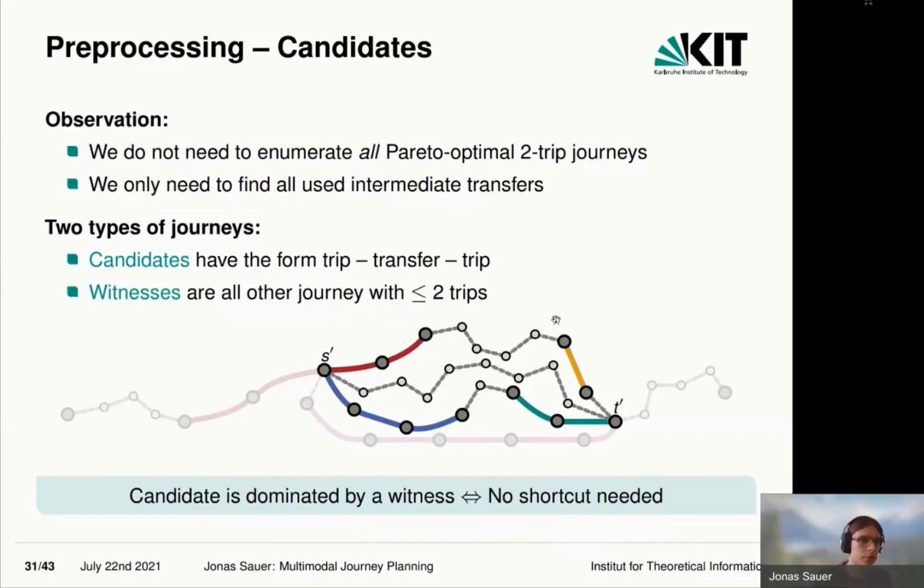And just to quickly explain why that solves the R-Raptor problem, candidates don't have an initial transfer, so we can go back to what we did before, which is do one Raptor execution for each departure time at the source station, and then we need to find for this departure time all the candidates that start with this departure time, and then if there are witnesses that dominate this candidate, we need to find them as well.